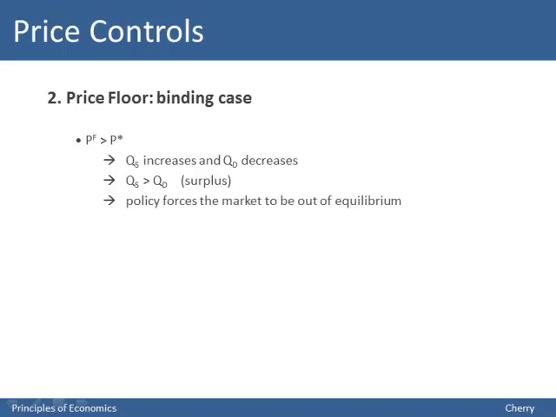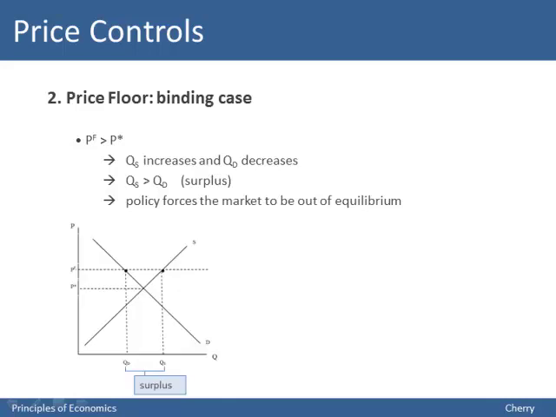Like the binding price ceiling, the binding price floor forces the market out of equilibrium. So the difference between quantity supplied and quantity demanded is the surplus. Those are the units that are produced that no one wants. And this surplus occurs because the price is higher than the market would dictate otherwise without that policy.